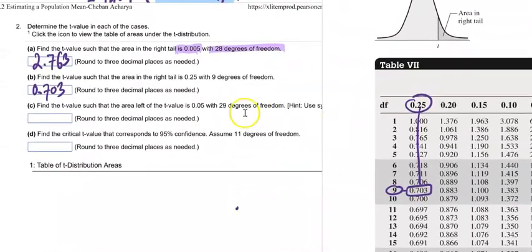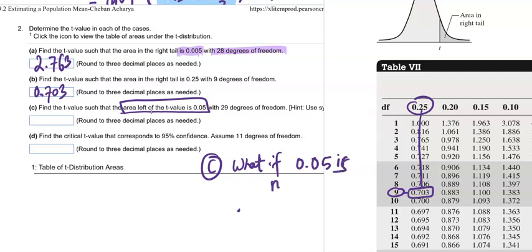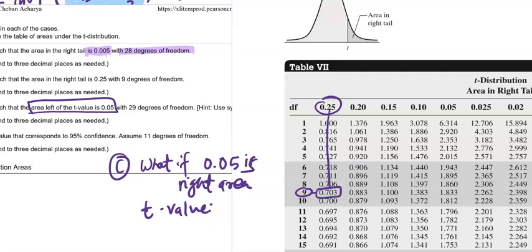So let's find the t value such that the area to the left of the t value is 0.05. So they gave you the left area. Okay, so let's say this area is on the right. What's your t value going to be? Think about part C. What if 0.05 is the right area? What do you think? What's the t value? Can you find it? Yes, let's do that. 0.05 with 29 degrees of freedom.